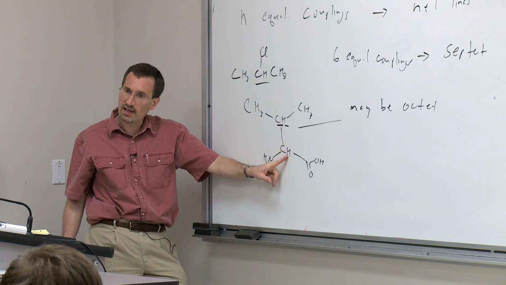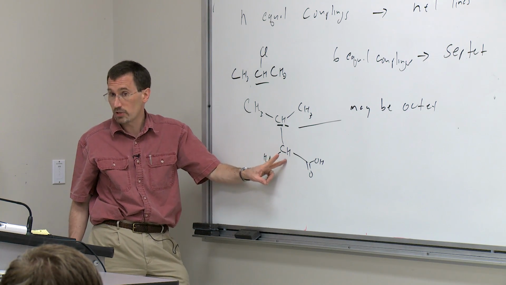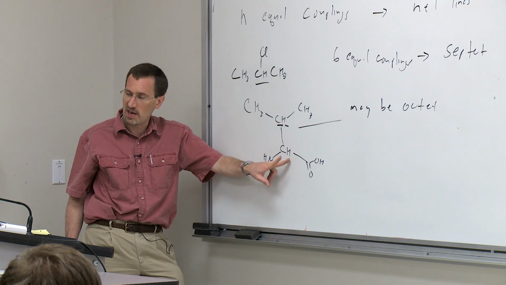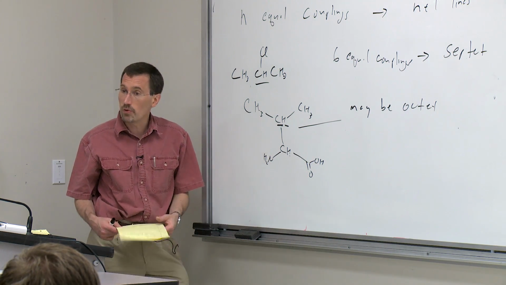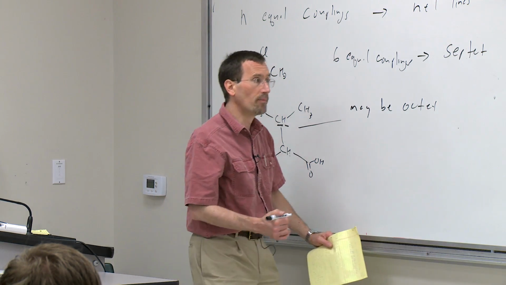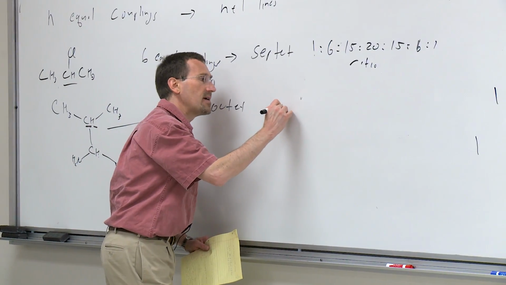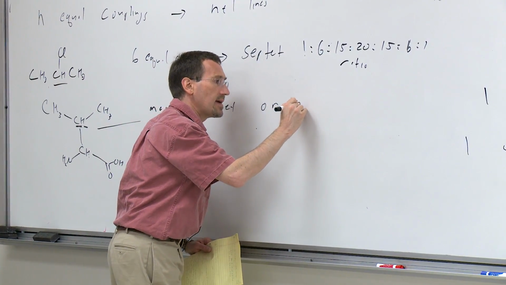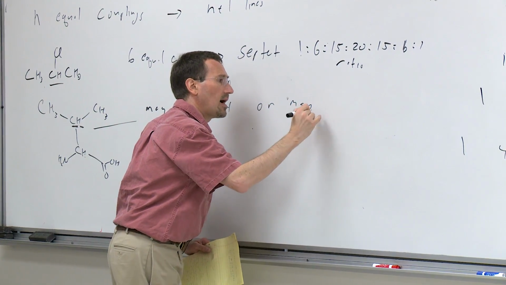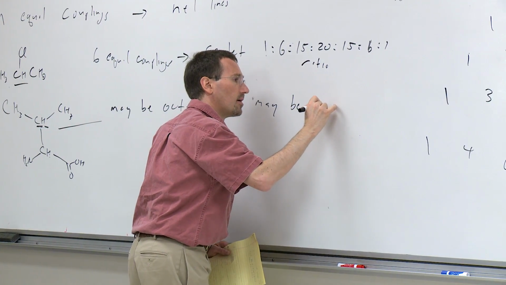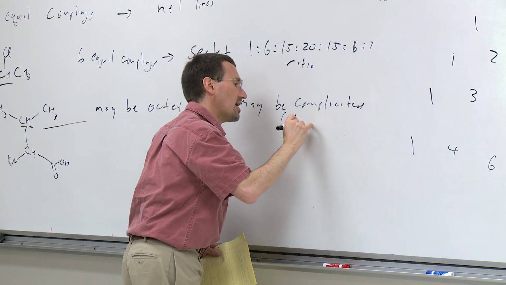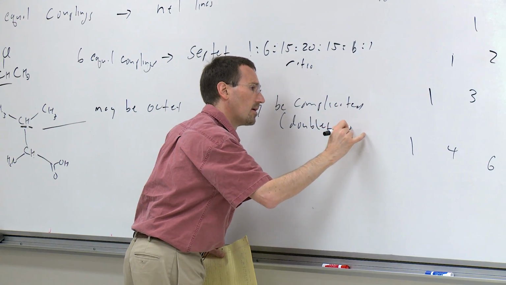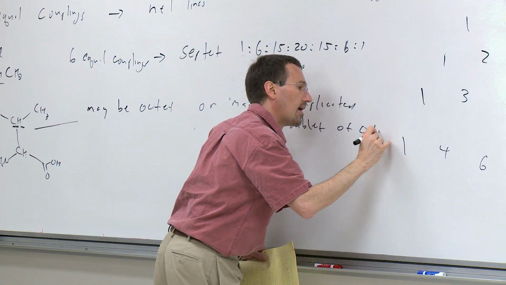In practice, that coupling constant's a little bigger. It's usually about 10 Hertz, depending on the conformation of the side chain. In that case, you have what's called a doublet of octets. So I'll say it may be an octet, or it may be more complicated, which in this case, as I said, would be a doublet of octets.